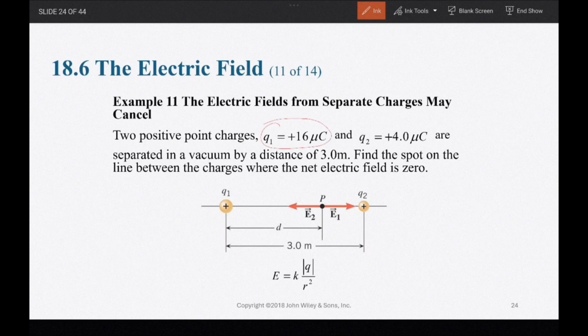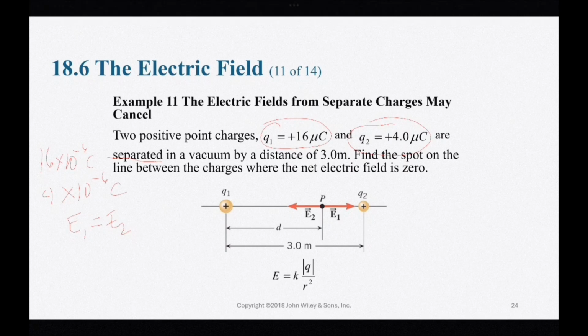We have Q1, 16 microcoulomb, and Q2, 4 microcoulomb. As you can see, they are separated. Therefore, we'll be testing these two, where E1 is equal to E2. Now, we need to convert the following. 16 microcoulomb will be 16 times 10 to negative 6 coulomb, and the other one is 4 times 10 to negative 6 coulomb. Now, we put that in our equation.